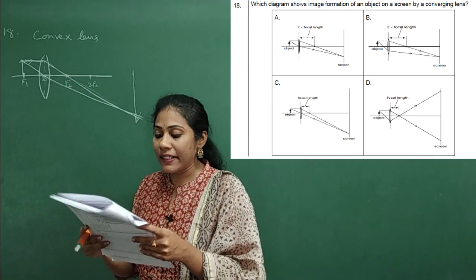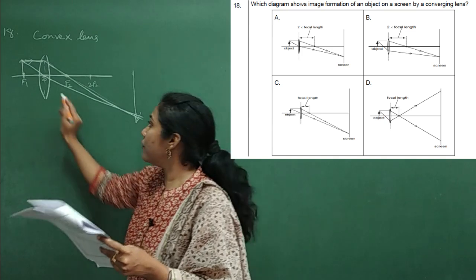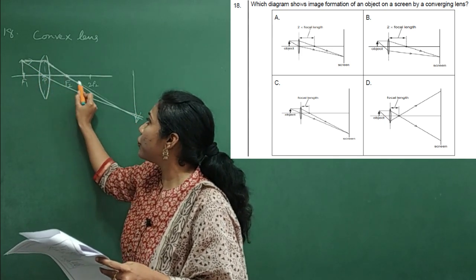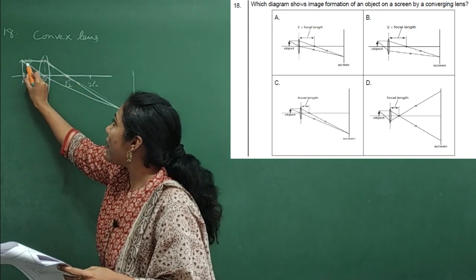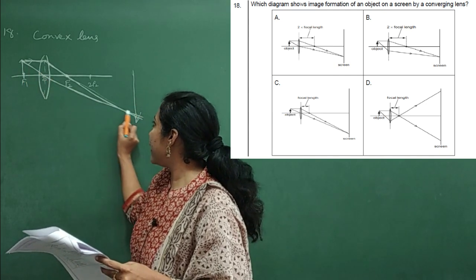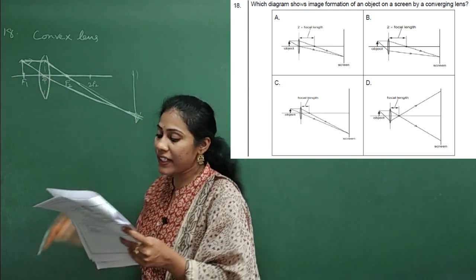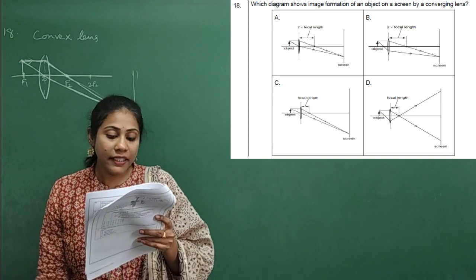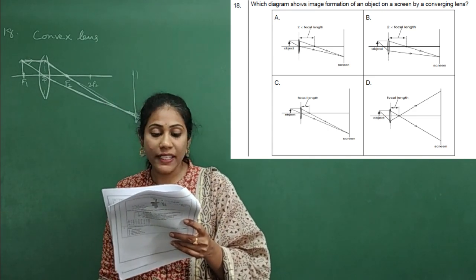And coming to diagram C, guys, this is correct. You see this ray passed through F2 and the ray that has passed through the optic center went straight, and both of them met at infinity position, and an inverted enlarged image you will get, isn't it?